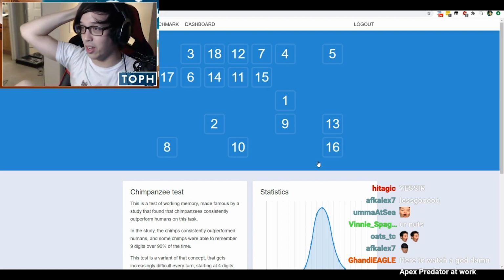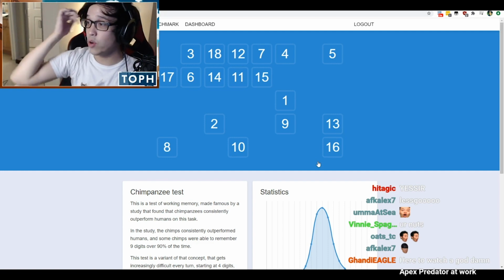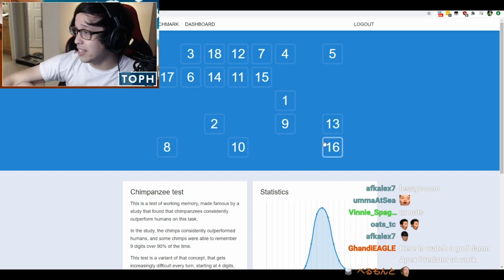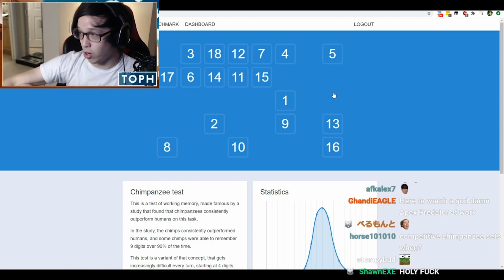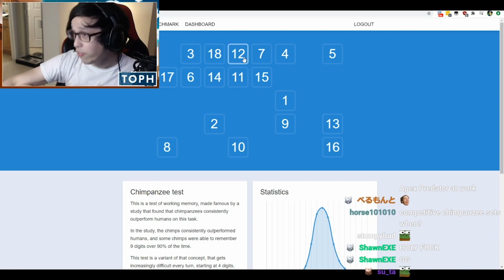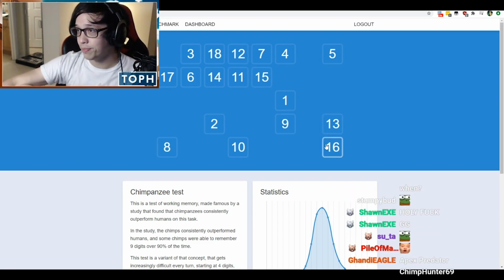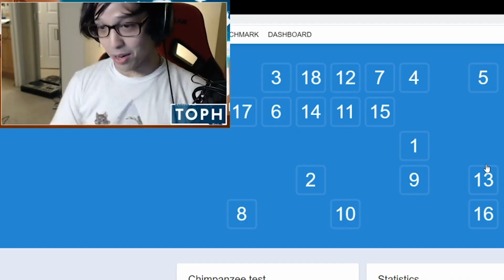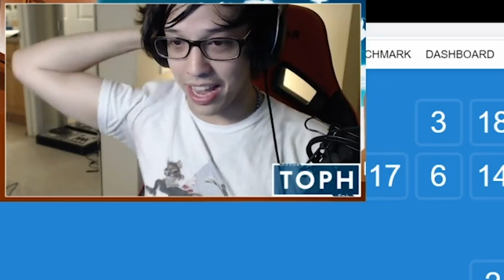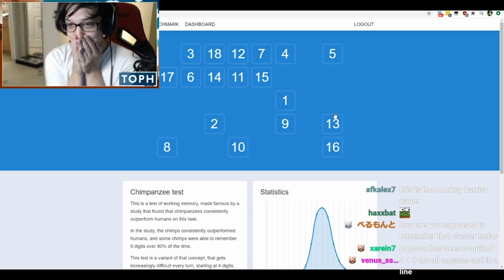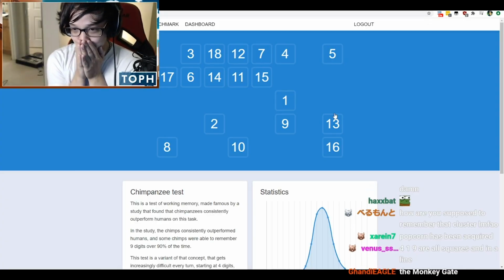They're all clustered, dude. Oh my god. Okay, so again, we gotta look for patterns. Immediately this looks harder. We got 11, 12, 13. Hang on a minute. Bro, 19 the dream? The monkey gate? If I cross this barrier, I've ascended into the world of the monkeys, dude.